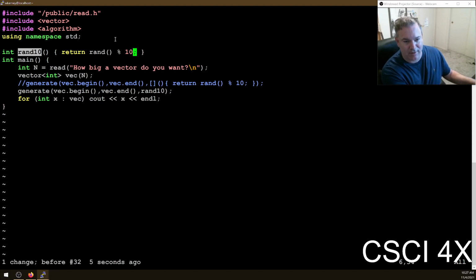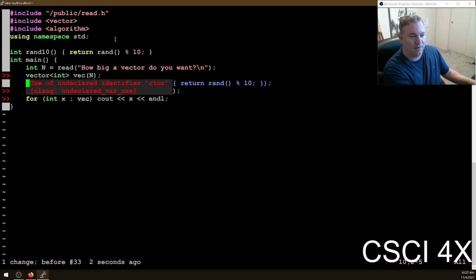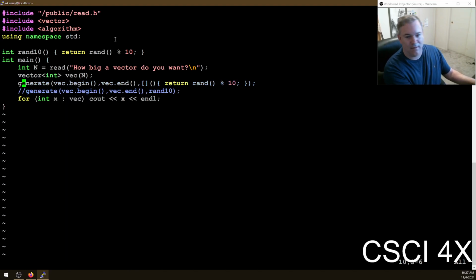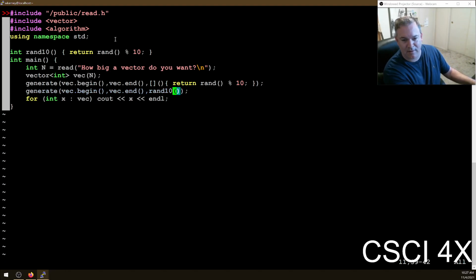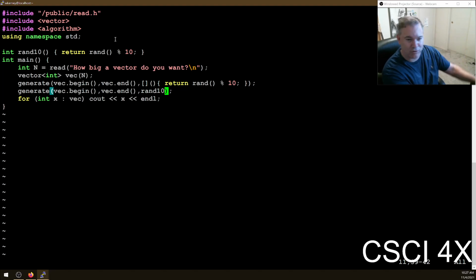If you're going to only use a function in one place, then you want to use a lambda. And so a lambda is a function with no name, like this. And it basically does the same thing as passing in a function. Notice there's no parentheses here. I'm not calling rand10 like this. This would actually be calling it. Nope, not doing that. You pass the actual function in, function pointer.